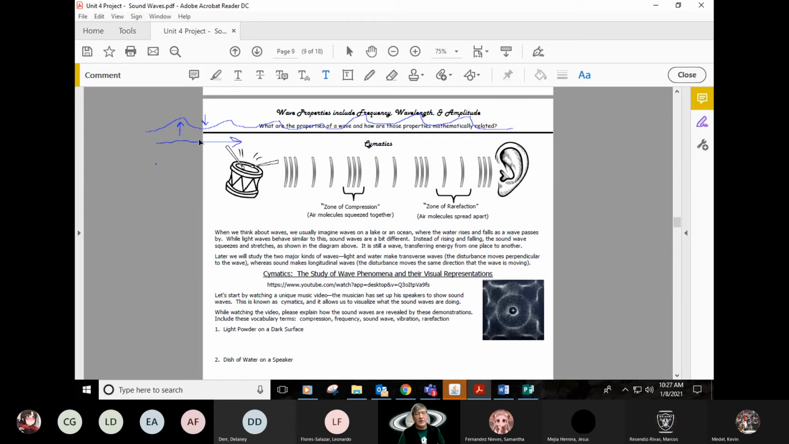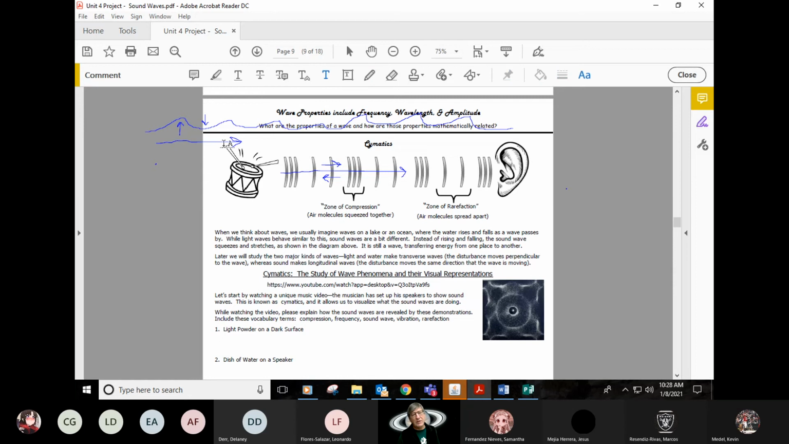Now, how is this similar and how is it different from a sound wave? With a sound wave, the similarity is, first of all, we have this energy being sent from left to right, at least in this example. The difference is in the way that the disturbance is moving. For the water waves, the disturbance is moving up and down, but for sound waves, the disturbance is also moving left and right. Notice what's going on there. Notice the similarities and the differences.